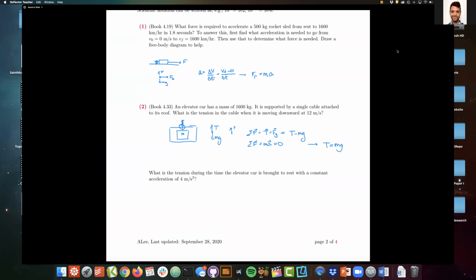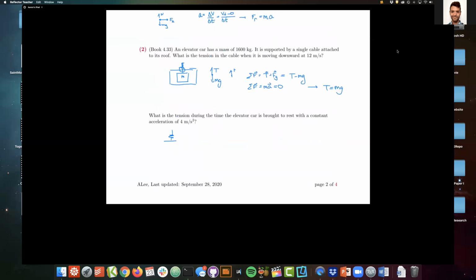What is the tension during the time the elevator is brought to rest with a constant acceleration of 4 meters per second squared? So in this case, if it's moving downward initially, in order to bring it to rest, we've talked about how that requires an acceleration that is anti-parallel to slow something down. My system is the exact same thing, nothing has changed there. My free body diagram is the same, but now there's an overall acceleration upward.